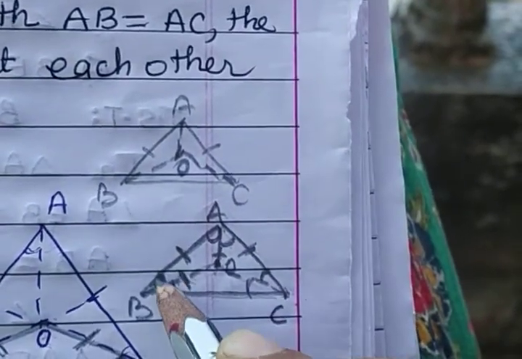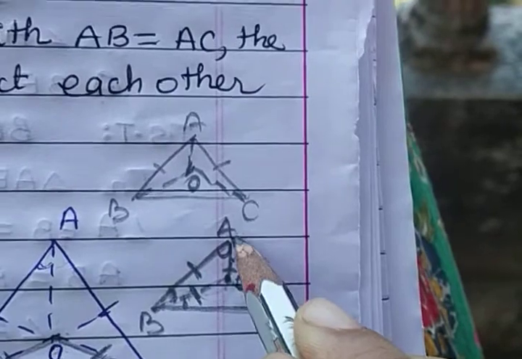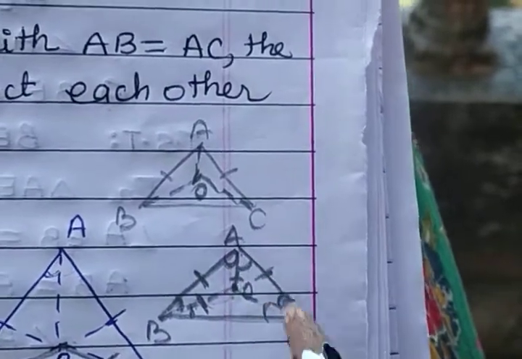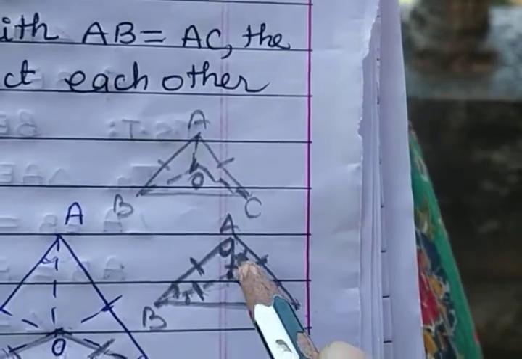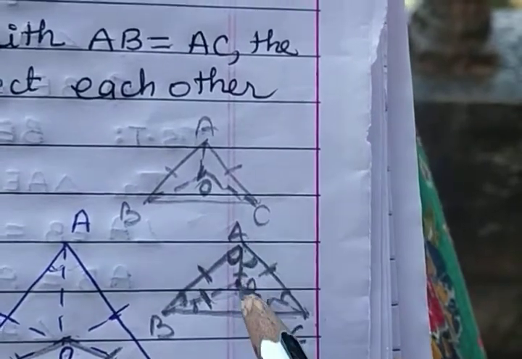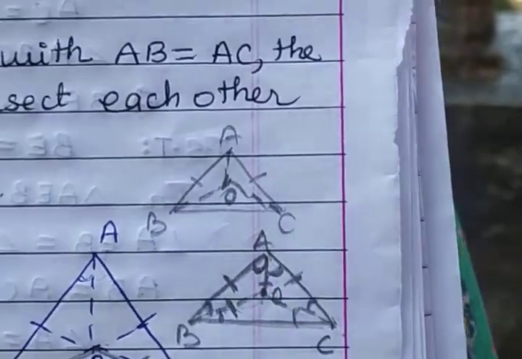So since we have got the two triangles congruent, we can say that the corresponding parts are equal. So this angle will be equal to this angle. In other words, OA is the angle bisector of A.